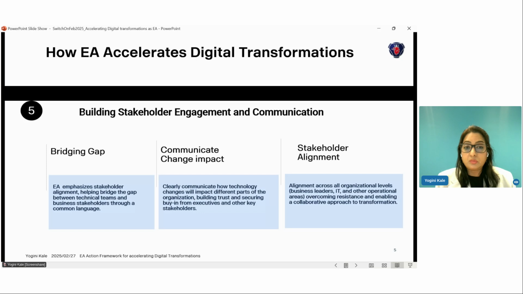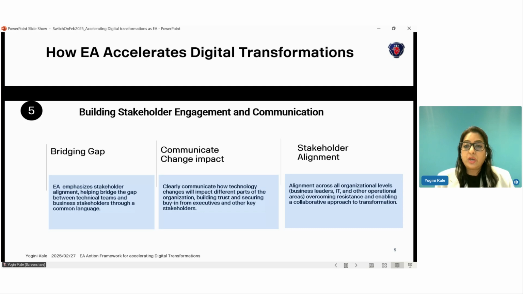We speak the right language to communicate what would be the change impact with the transformation that we are aiming at, and how it would impact different parts of the organization, speaking the language of the stakeholders that we are involved with. And what this does is that, once people understand what we're talking about and what the transformation is about, it builds an environment of trust, and you get a buy-in from executives and the other key stakeholders, which makes these transformations smoother.